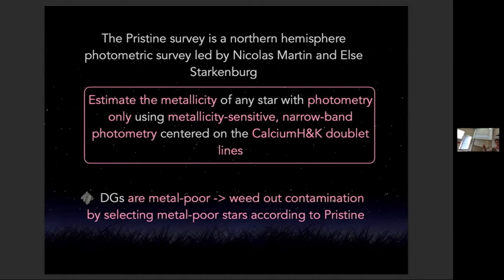In the Pristine survey, there's a sub-survey, which is the Pristine dwarf galaxy survey, that uses the same filter at the CFHT, but with much deeper data, because these systems are far away, so you need to go as deep as possible, but then the calibration remains the same.